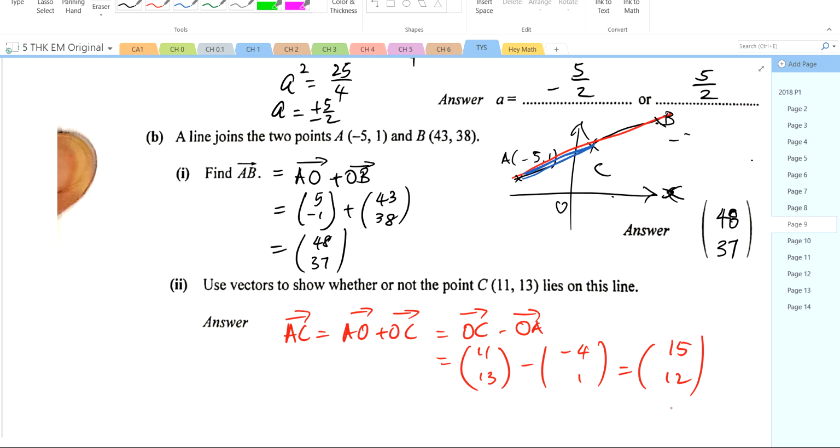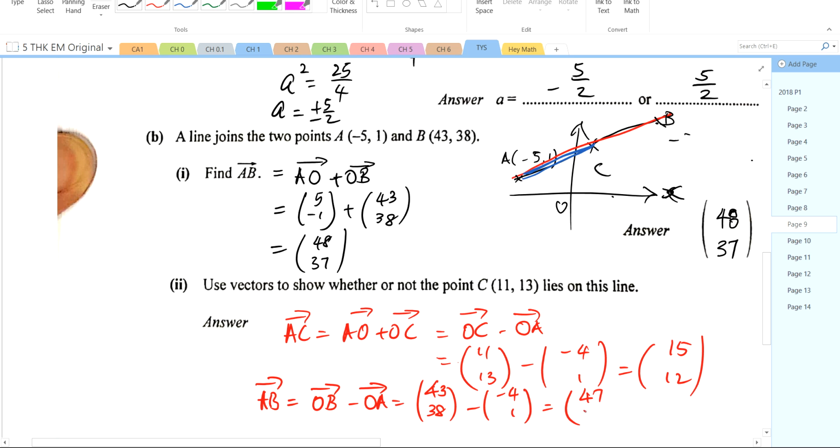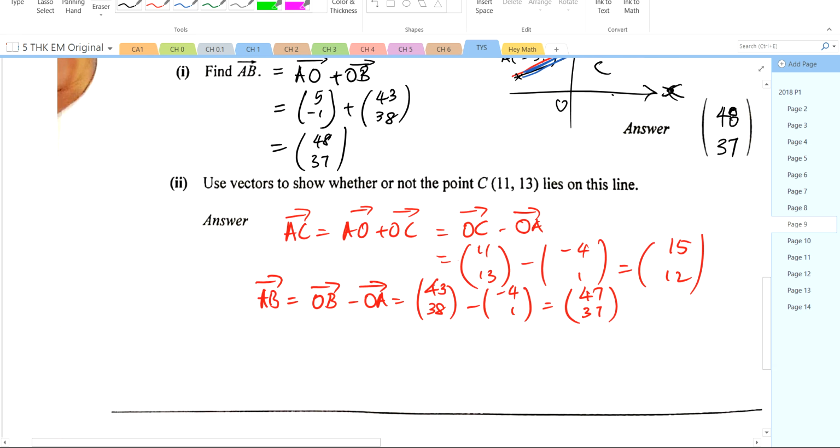Then we now want to consider AB. AB is equal to OB minus OA. 43, 38 minus OA, which is negative 4, 1. To give me 43 plus 4 is 47. 38 minus 1 is 37. AC and AB, can I express one in terms of the other?